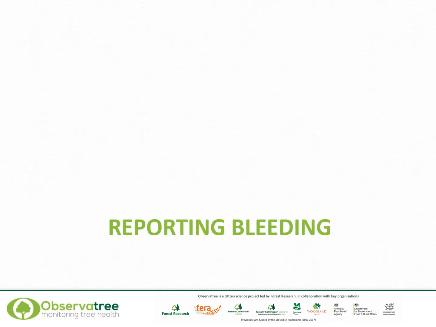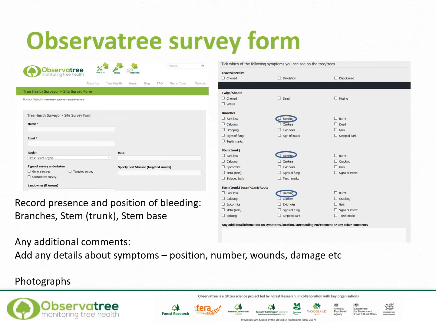So in the next slide, we're briefly going to look at how you might record bleeding trees on the Observatory survey form. This is just to remind you that on the Observatory survey form, you can record the presence of bleeding in three separate areas: on the branches, on the stem, more commonly called the trunk, and on the stem base. You may also want to add some additional comments.